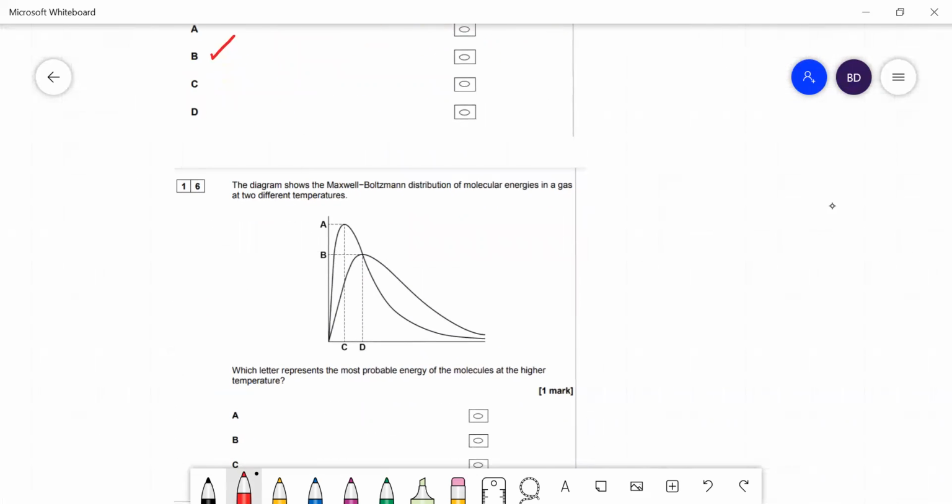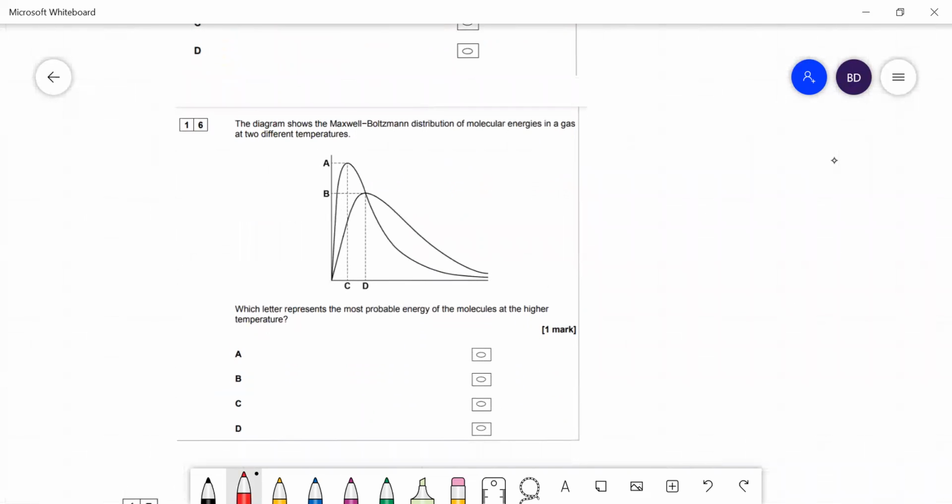Question 16, Maxwell-Boltzmann distribution. Which letter represents the most probable energy? Well, let's label the axes first. So you've got number of particles on this axis and energy on this axis. So it's either got to be C or D. At the higher temperature, well, it's going to be D, isn't it? Because the average energy is that, it's got a higher energy. So D is the answer.